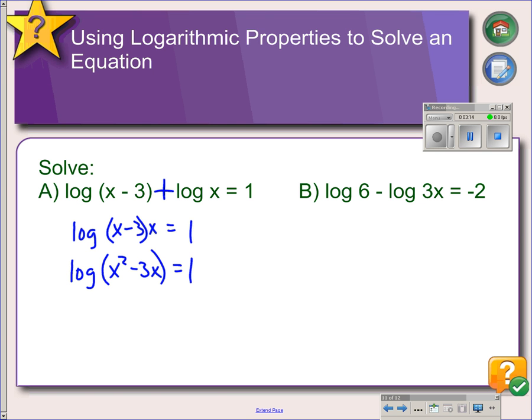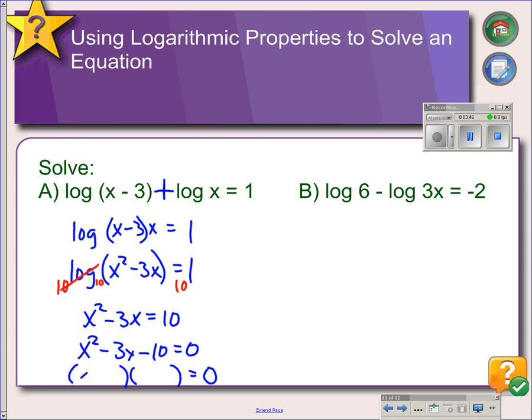Now to eliminate the log, we're going to put in a base 10 because this is an unwritten base, which means it's automatically 10. Putting in a base 10 cancels the log. We have x squared minus 3x equals 10 to the first power. 10 to the first power is 10. Subtracting the 10 over to the left side, we get x squared minus 3x minus 10 equals 0. And then we can factor to solve. It factors as x minus 5, x plus 2. And our solutions then are 5 and negative 2.